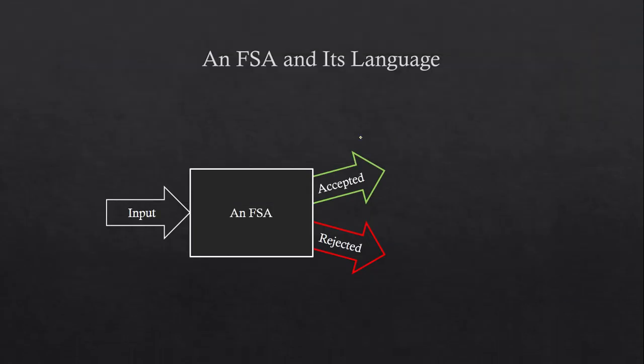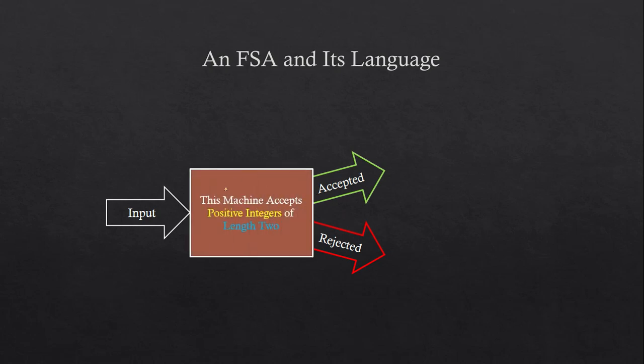Alright, so let's talk about the relationship between a finite state machine and a language. This is a generic finite state machine. It has some inputs, and some of those inputs are going to be accepted and some are going to be rejected. For this example, let's assume that our machine can detect all those positive integers that have a length of 2.